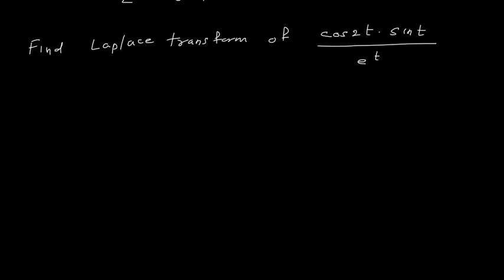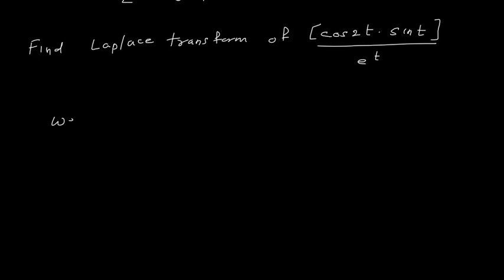Now again you can observe that this is of the type of e to the power of something. If I move this e power t from the denominator, it will be e power minus t. So again, the first shifting theorem we can apply here. Before applying the first shifting theorem, we should know what is the Laplace transform of cos 2t into sin t.